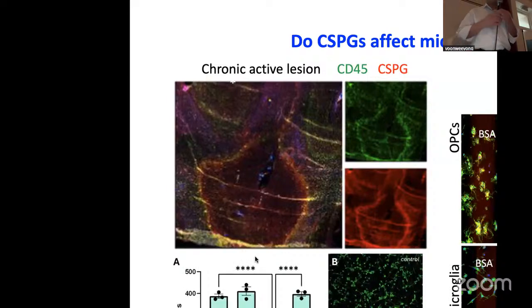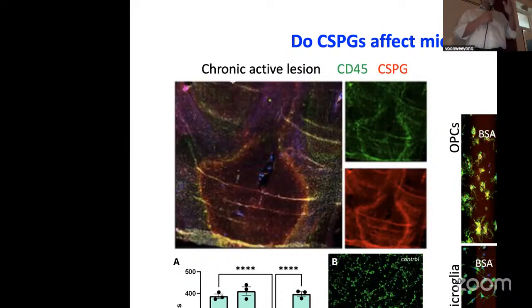And moreover, we think they are consequential, that they are neurotoxic. Here is an example of such toxicity. So here the experiment is exposing macrophages or microglia to CSPGs or other ECM or controls, and then you take the supernatant and put it on neurons. And you see that the supernatant from microglia or macrophages that have been exposed to CSPGs are very potent mediators of neuronal killing.